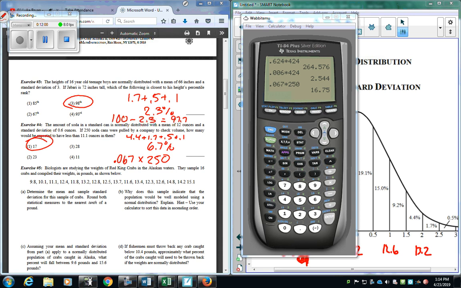So try exercise 5 on your own. And again, they're going to have you do the calculations for the mean and the sample standard deviation. So you'll have to write those calculations first, and then you'll have to use the curve to help you find the answers for the other parts.